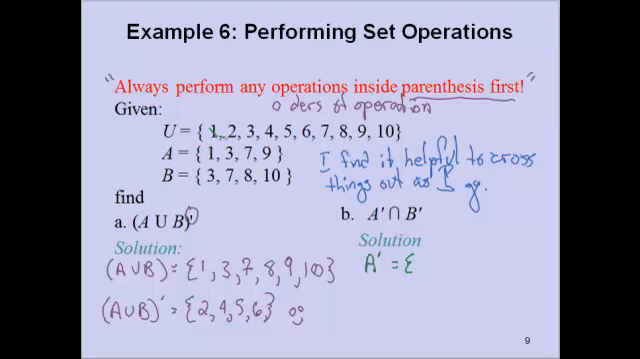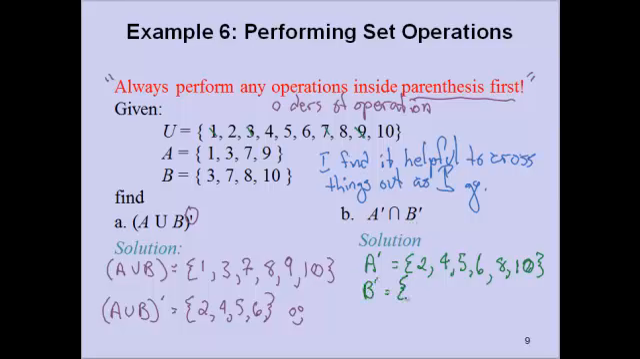2 is in the universal set, but not in A. 3 is in A. 4, 5, and 6 are not in A, but they are in the universal set. 7 and 9 are in A, so then 8 and 10. 8 and 10. Great.